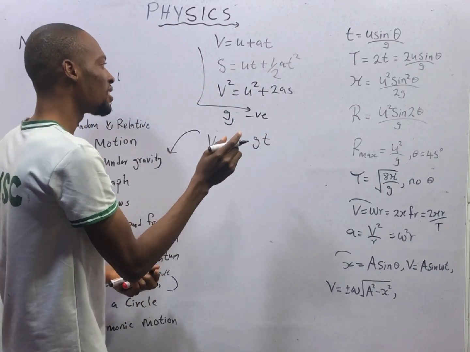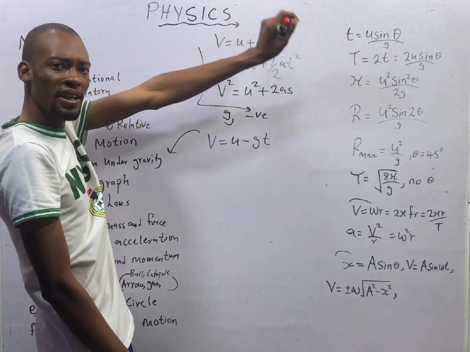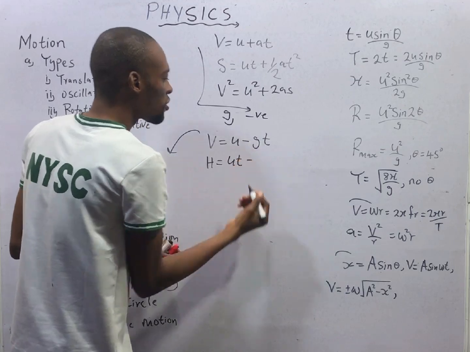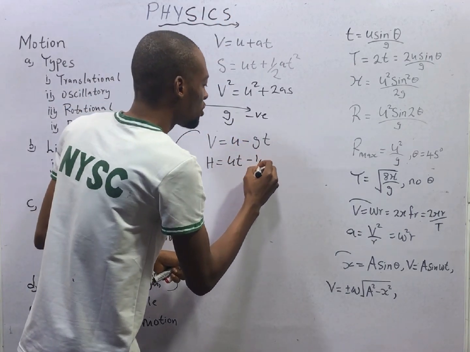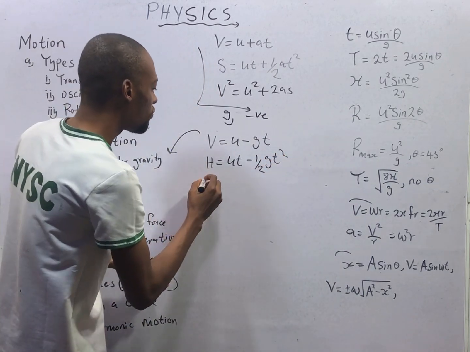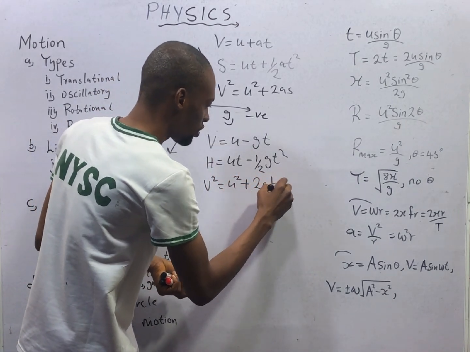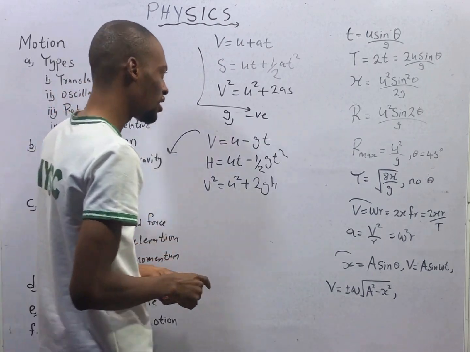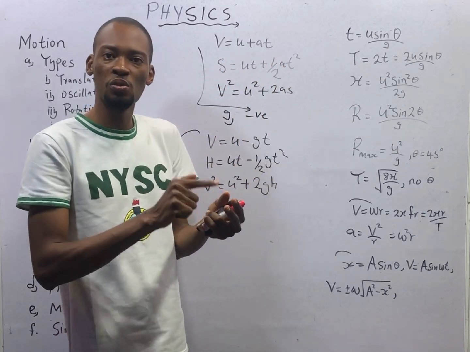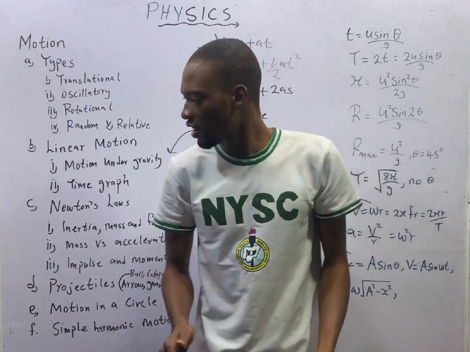Then distance becomes height. s is horizontal distance. Vertical distance is height. As you are going up, you are covering a height. So h is equal to ut minus, because it is against gravity, 1 over 2 gt squared. a becomes g. Then v squared is equal to u squared plus 2gh, because distance becomes height. So these are equations for linear motion, and we've used them to solve a lot of questions in episodes 2, 3, 4, and 5. Now these are equations for motion under gravity.